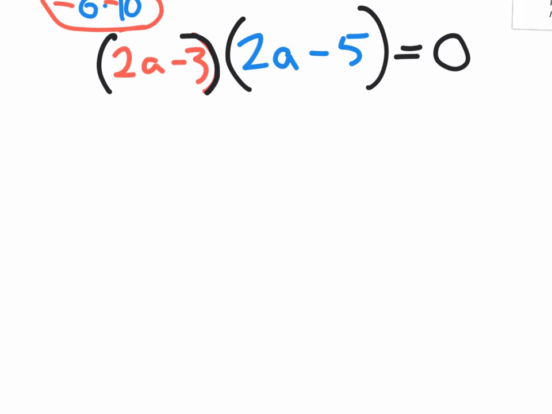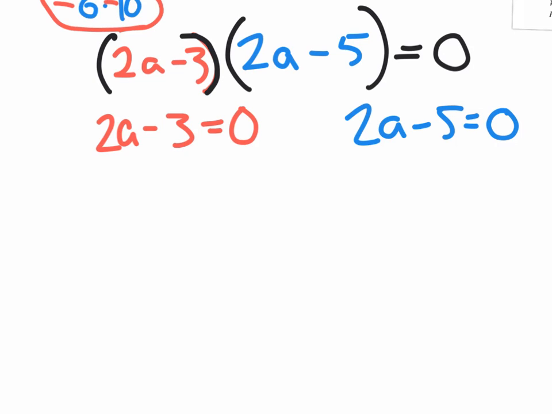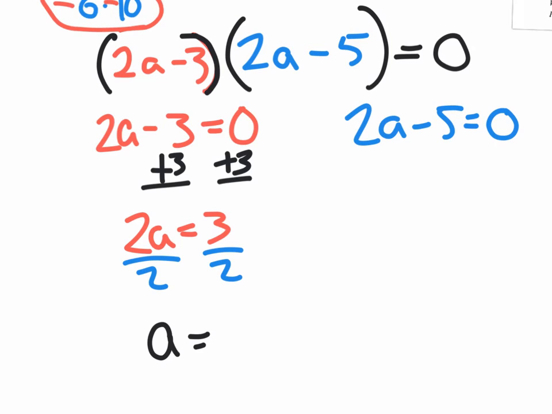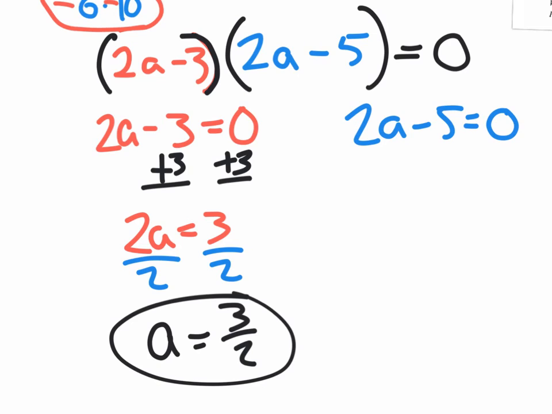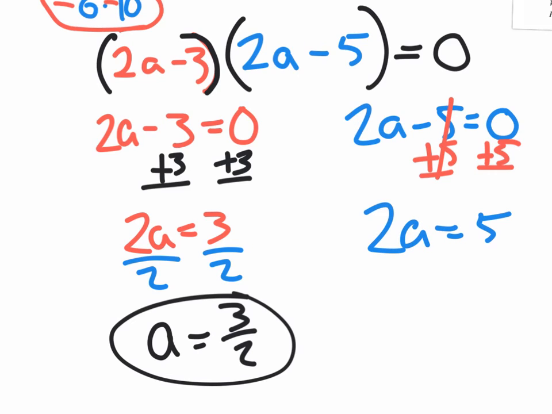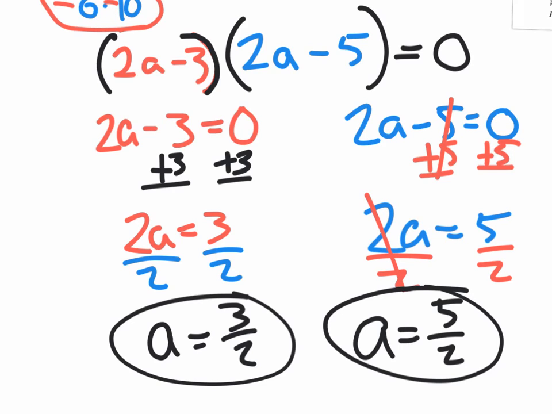From there, now that we have it in factored form, we're going to split them and solve. And now we're just going to solve both equations. The red one, you'll have plus 3 on both sides, giving you the new equation 2a equals 3. Then we would divide both sides by 2. So your final answer is 3/2, or 1.5. On the other equation, we're going to add 5 to both sides, giving us a new equation 2a equals 5. Final step would be to divide by 2 on both sides, giving you a equals 5/2, or 2.5.